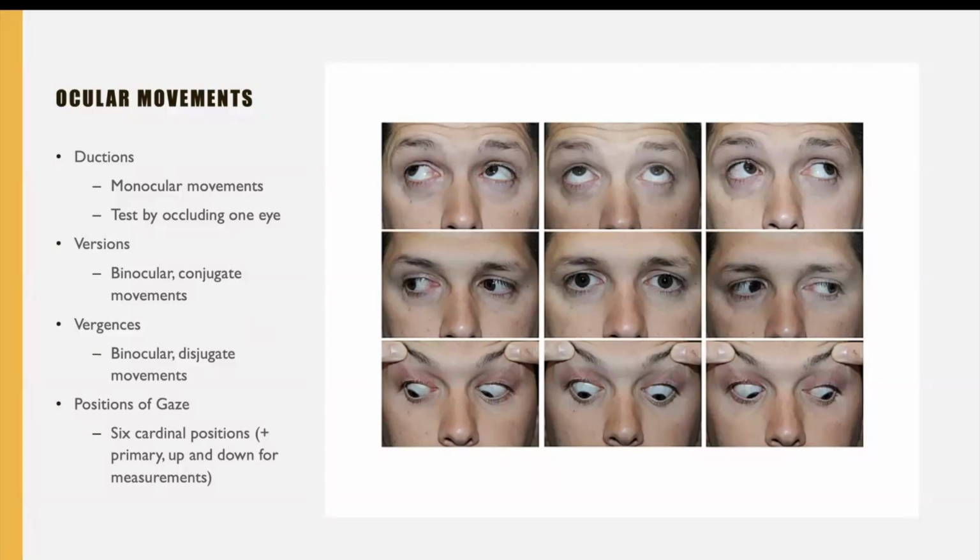And then you've got the positions of gaze. So you've got your six cardinal positions, so these three and these three are your six cardinal positions of gaze. And then you add these three positions, so looking up, looking down, and primary gaze, when it comes to the nine positions of gaze. But your six cardinal positions are actually up and to the left, up and to the right, looking to the right, looking to the left, and then down to the right and down to the left. Looking straight up, looking straight down, and the primary gaze are three additional positions when assessing the nine positions of gaze.